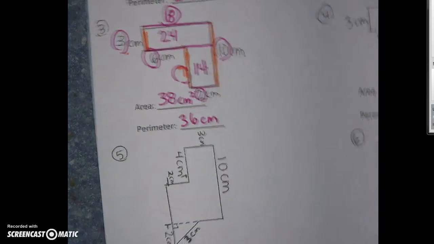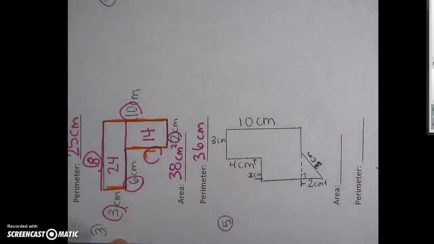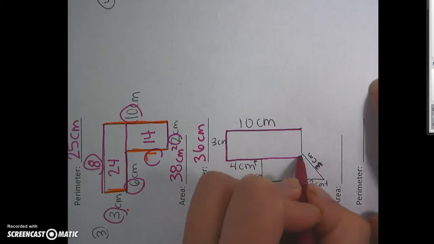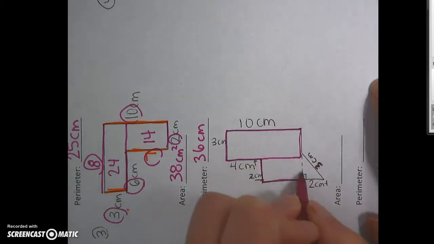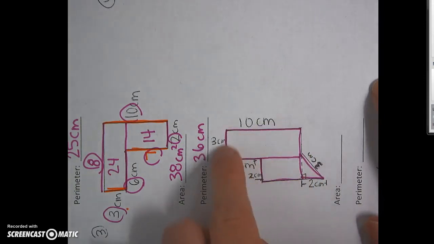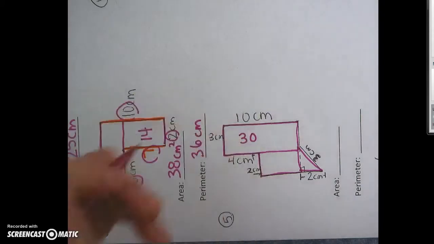One more that I'm going to show you. Okay, for this shape, I'm going to be breaking it up into a rectangle plus this other rectangle plus this triangle. This rectangle right here is just 3 by 10, so this is 30.